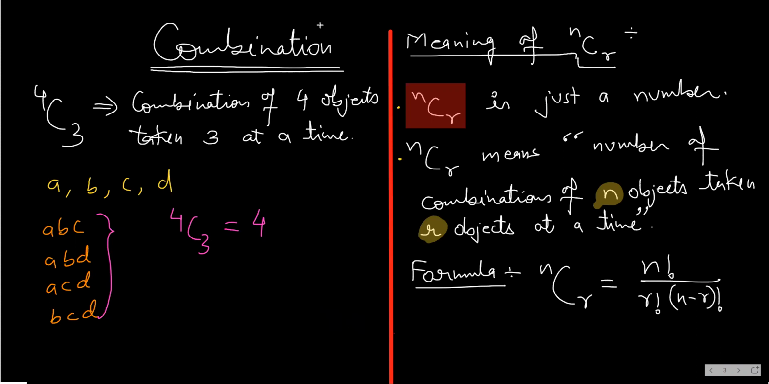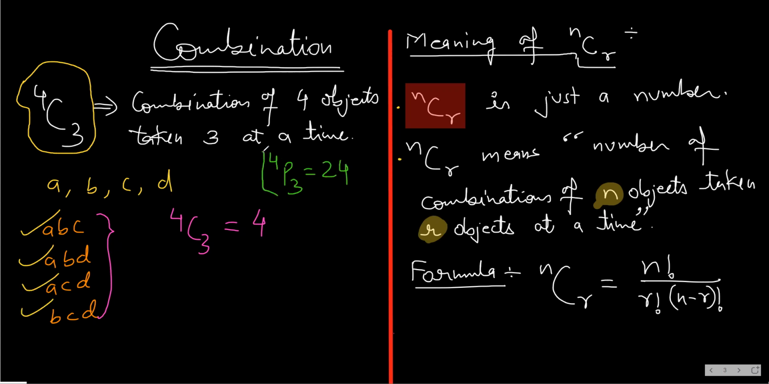Now, something that I want you all to note here is, see 4C3, that is combination of 4 objects taken 3 at a time. You got how many? 4 different combinations you got. But do you remember what had happened for 4P3? The same thing, when it was 4P3, you had got 24. Now the question here is, how does it become 24?